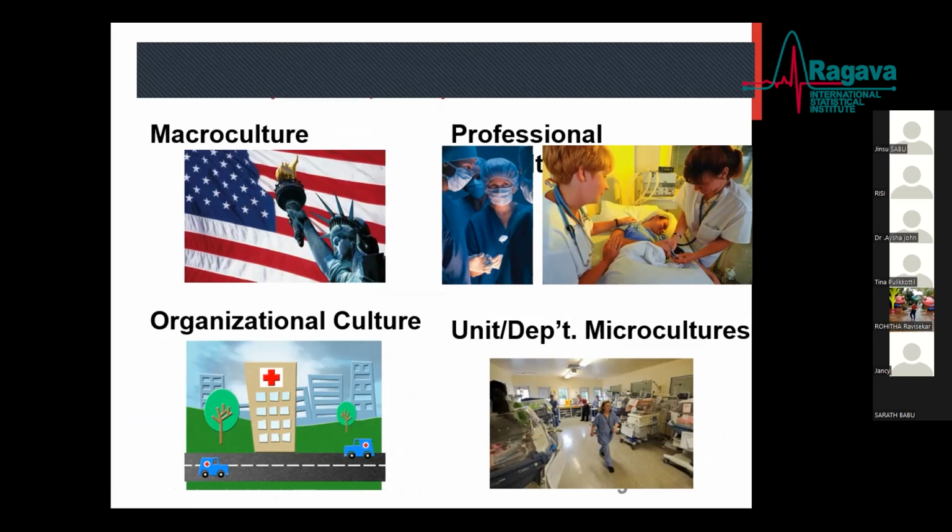And next is the organizational culture. So now from the macro level, we have to come to the organizational level culture. And next is the professional culture, the culture among the physicians or the nurses or the allied health. And apart from all this, the unit and department microculture. So this unit and department microculture has a very, very important role.